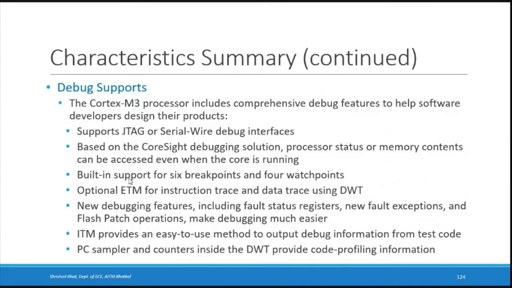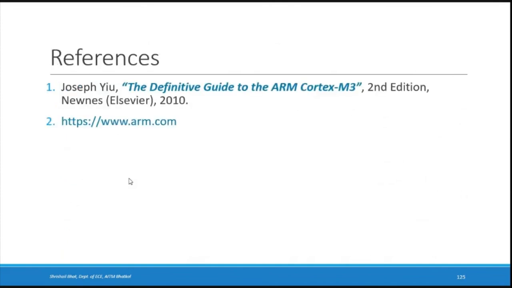Then optional ETM is used for instruction trace and data trace using DWT, that is data watchpoint and trace, right? New debugging features, including fault status registers, new fault exceptions, and flash patch operations are there, which make debugging much easier. Then another unit called ITM, Instrumentation Trace Macrocell, provides an easy to use method to output debug information from the test code. Then there is a PC sampler and counters inside the DWT, which provide code profiling information. So these are some of the characteristics which we have summarized.